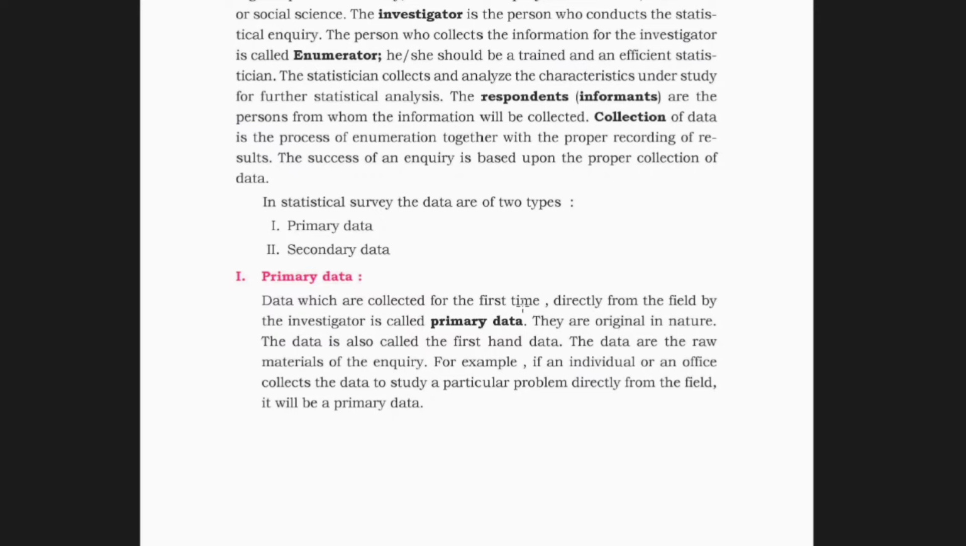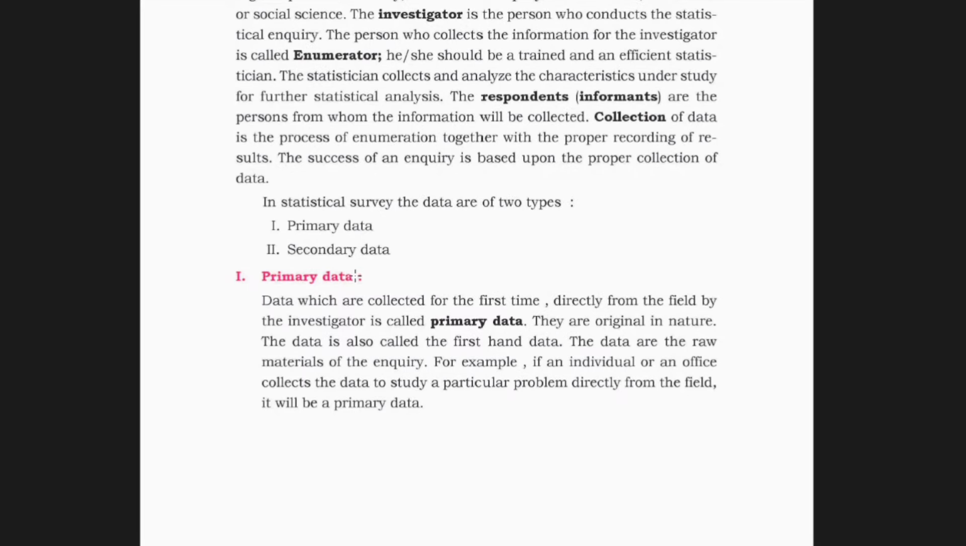So here data is collected for the first time directly from the field, that is, it has been collected directly from the field of inquiry by the investigator. So it is called primary data. The data is original in nature. It is also called first hand data. That means it has not been used anywhere, you are using it for a new study. So you are collecting fresh data for a new study.